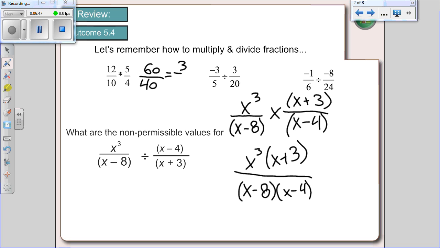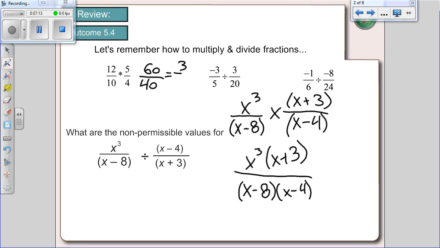Maya brings up a good point. I told you yesterday, always get your non-permissible values from the beginning of the question. You're still going to do that. So you go back to the first time that you have factored form. This is the first time you have factored form. That's when you work with it, before you've manipulated anything.